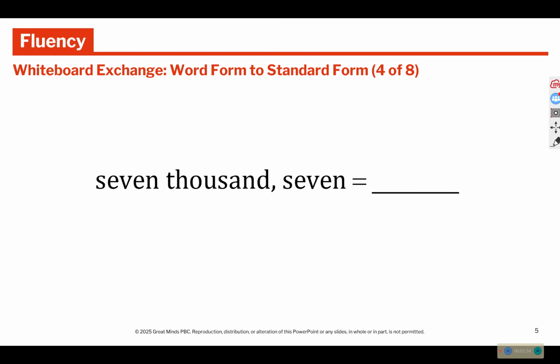7,007. This time the hundreds and tens are not mentioned. Write your answer. Now let's check our work in 3, 2, 1. We place a 0 in the hundreds and in the tens position.